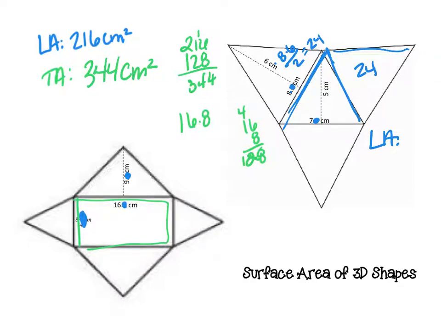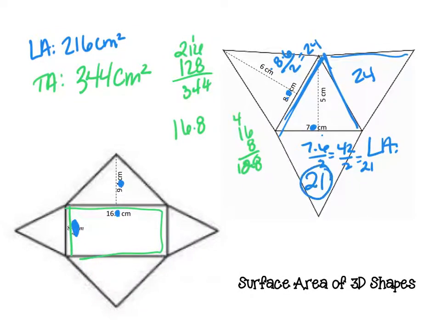Okay, this one is going to be 7 times what? 6. Where are we getting 6 from? The height of the other triangle. Okay, the height, because it's a pyramid. So 7 times 6 divided by 2. So 42 divided by 2 is 21. So this thing is 21.